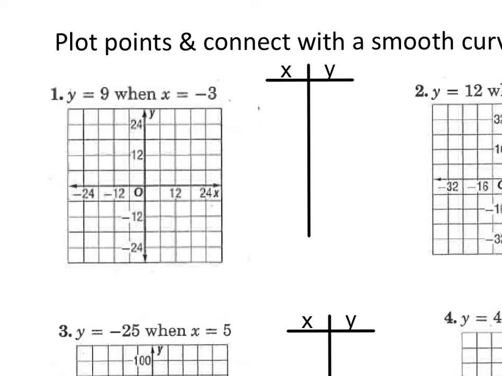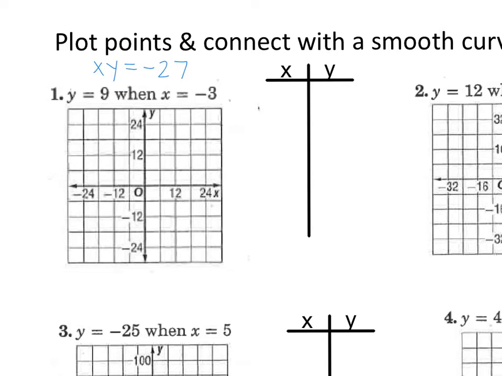So let's look at number 1. So here on number 1, I see y equals 9 when x equals negative 3. So my equation that I'm going to write, my inverse variation equation, is x times y equals, now what does 9 times negative 3 equal? Negative 27. So that's my constant of variation.